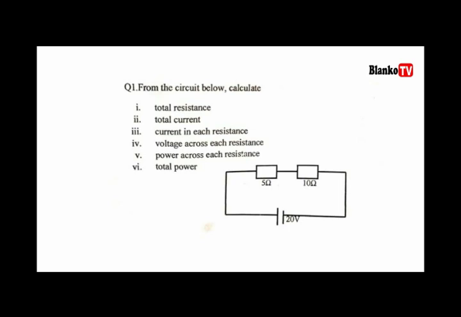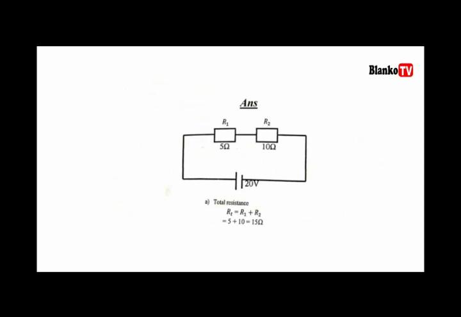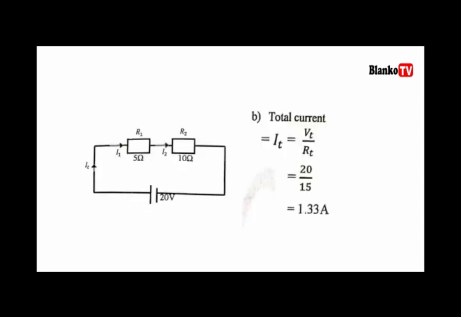All right, so let's start with solution A. From the circuit we have two resistors which are connected in series. To calculate the total resistance, we add R1 and R2. Since they are connected in series, RT, the total resistance, is equal to R1 plus R2. That is 5 plus 10, which gives us 15. So let's move on to the second solution, which is the total current.